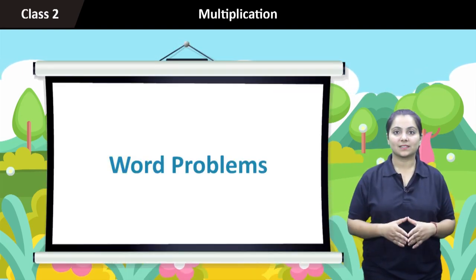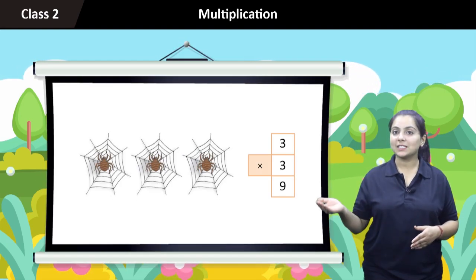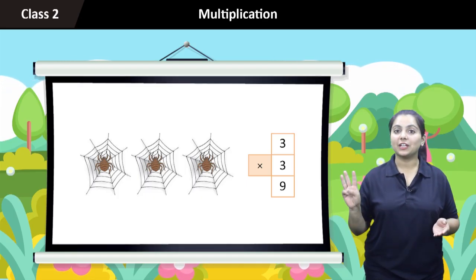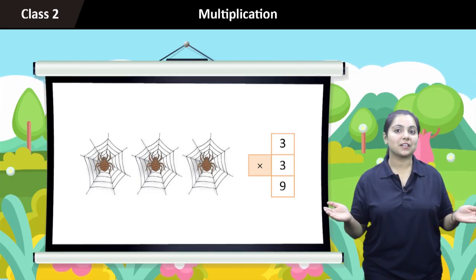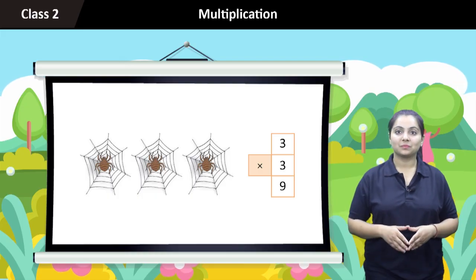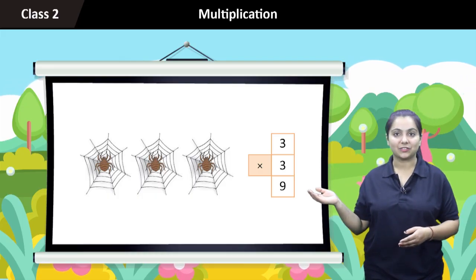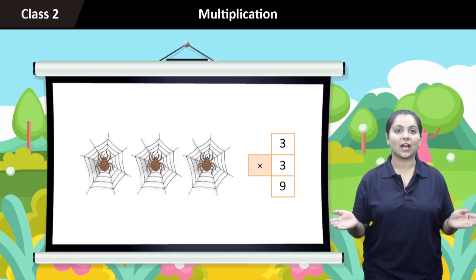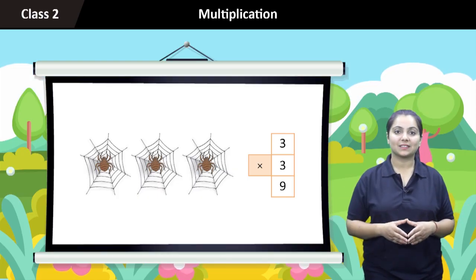Word problems. There are 3 spiders on the playground. Each spider made 3 webs. How many spider webs in all? 3 multiplied by 3 is equal to 9. And the rest you have to do by yourself.